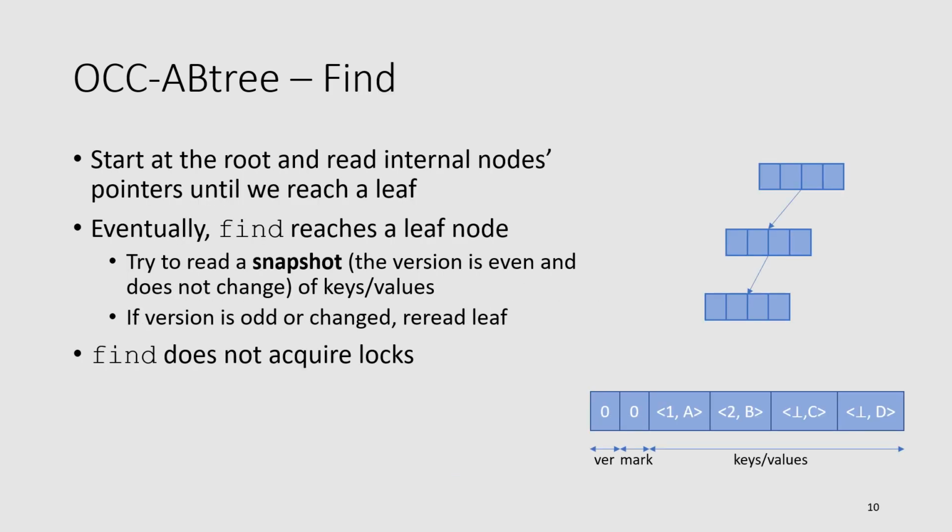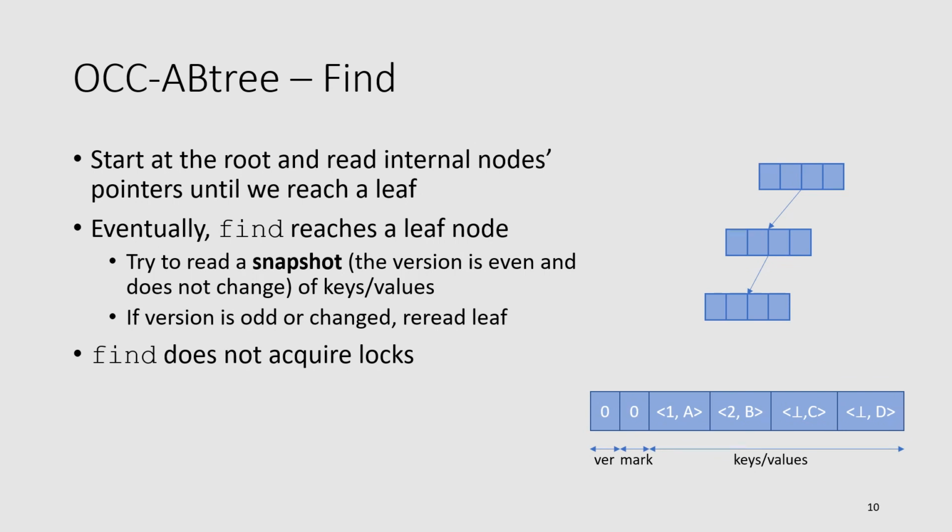Now let's talk about how find works. Finds start at the root and read internal node pointers until we reach a leaf. There, the find tries to read a snapshot of the leaf's contents while the version is even and not changing. That is, while the leaf is not being modified. If the find in the leaf detects that the snapshot is not valid, either because the version has changed or because the version is an odd number, the find rereads the leaf. Note that finds do not acquire locks at all.